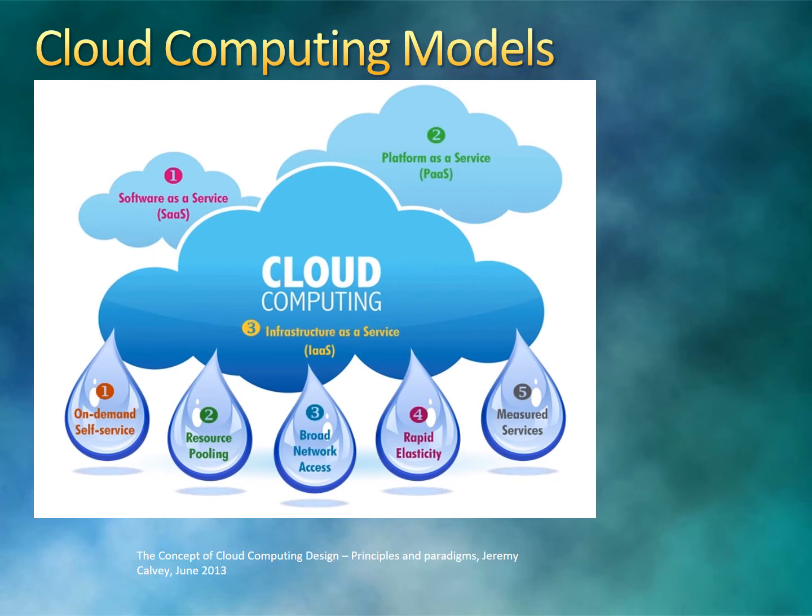So you can see here I have a graphic of infrastructure as a service as the big cloud, and then platform and software kind of flank it. But what it's really showing is that all three services, although they are different, share some of the same characteristics, such as on-demand self-service and measured services, rapid elasticity, broad network access, and resource pooling.